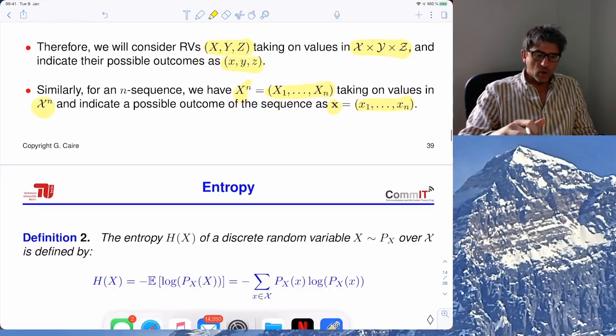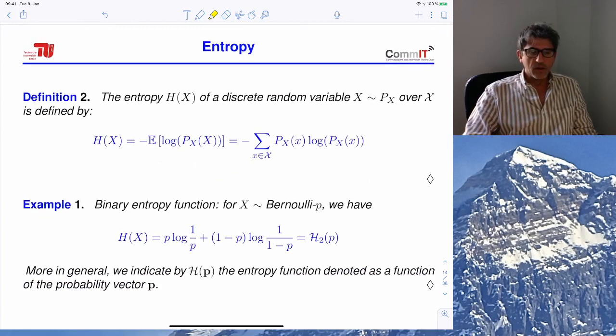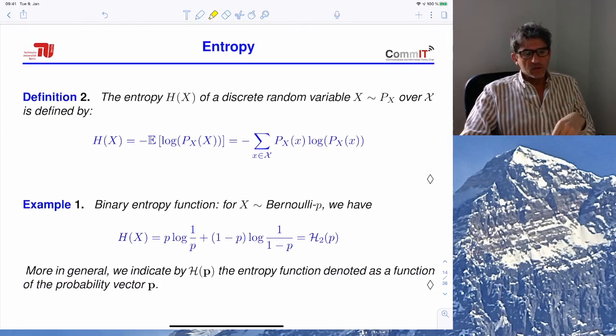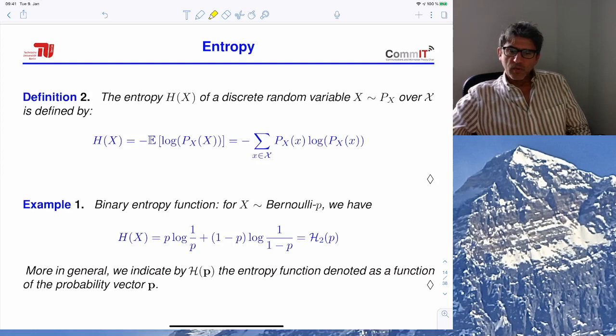Okay, so at this point, this mini lecture stops here, and the next mini lecture starts using this notation to introduce important information theoretic quantities that will be part of this first, say, chapter 1.